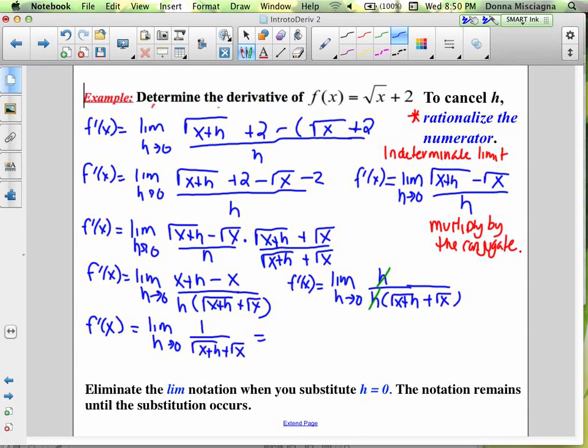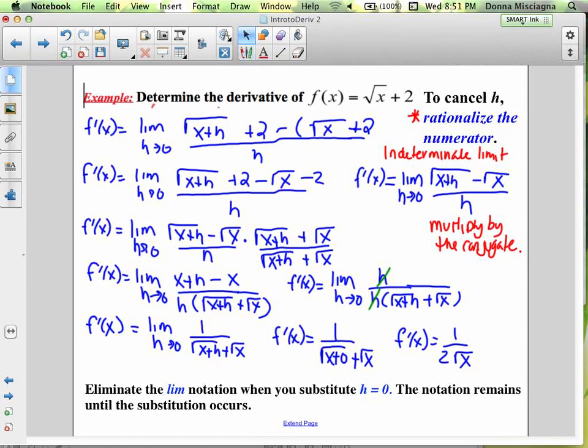Let's just substitute now. And so we're going to have f prime of x equal to 1 divided by square root of x plus 0 plus the square root of x. That's just going to be 1 divided by 2 square roots of x, right? That's just the square root of x plus the square root of x, which is 2 square roots of x. I'm fine with that. If you want to rationalize it, you can, and then you'd have the square root of x divided by 2x, but I'm fine with that.